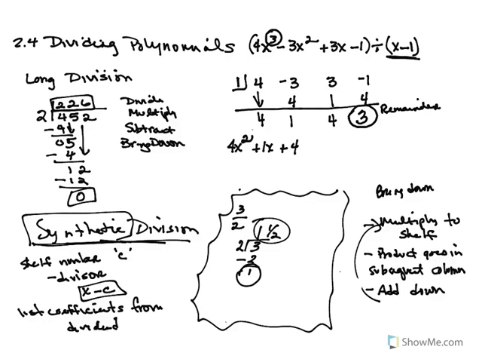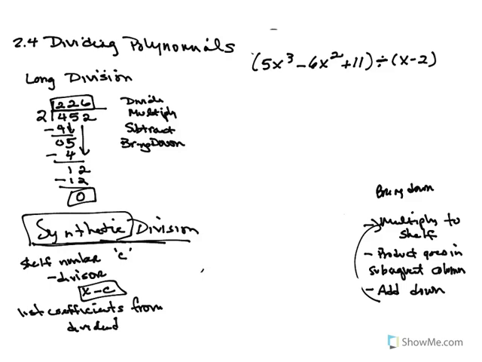And so if 3 is considered the remainder, 3 is going to be written as the numerator over the divisor, just like it is when you convert an improper fraction to a mixed number. And that would be your final answer.